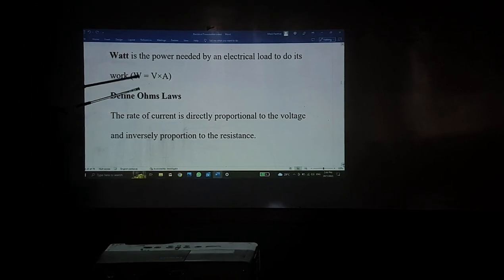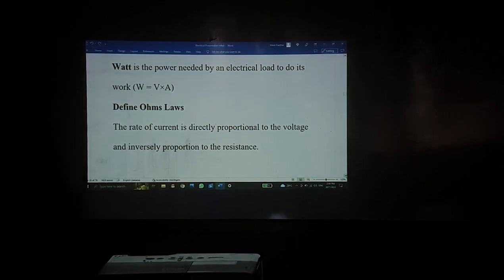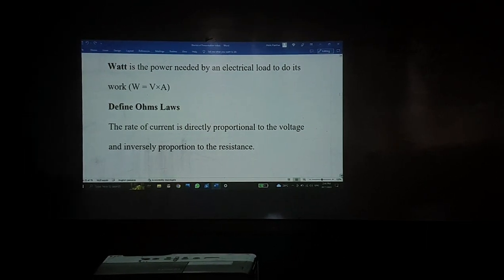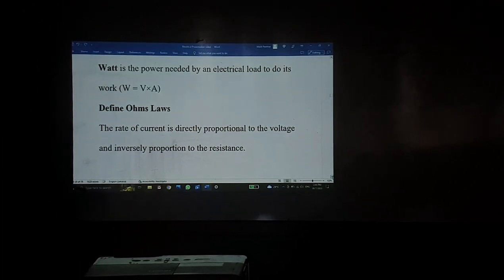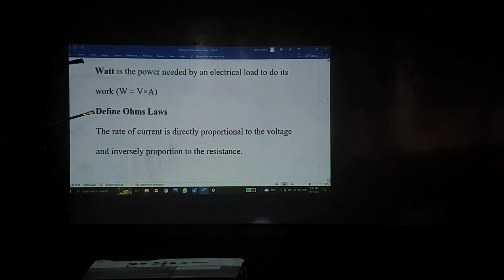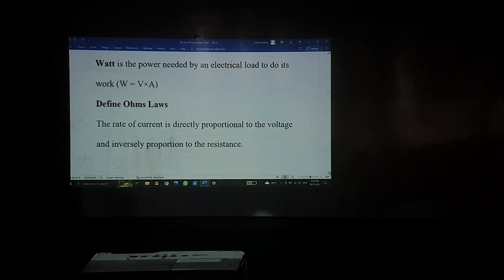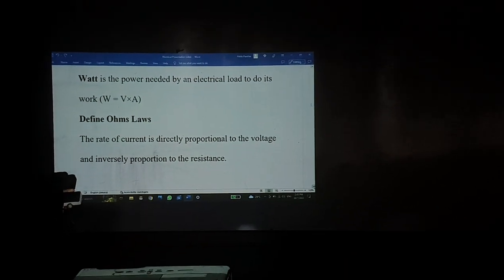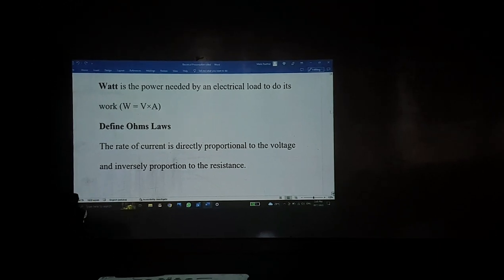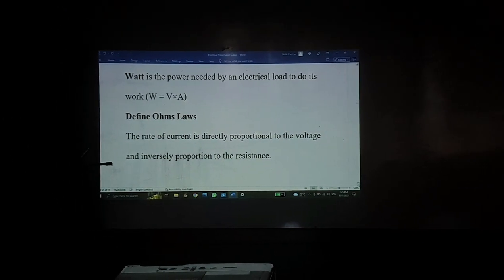Alright, stop. This is very important. What is the power needed by an electrical load to do its work? Remember, I told you that. When I start to use the terms, if you don't know the terms, you get a big problem. We talk about load, what are we talking about? Give me an example of some load. Speaker. Radio. Light. All loads, going to use some electricity.